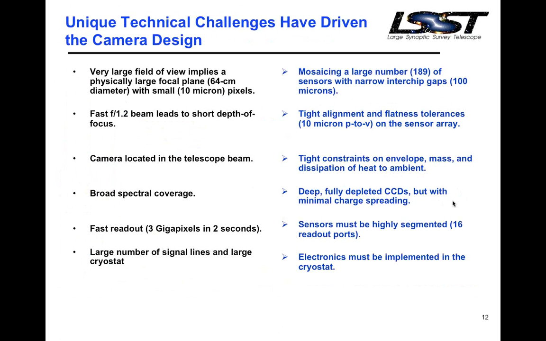In order to have high observing efficiency, we need to read out this camera very fast. We are planning to read out the 3 billion pixels in 2 seconds. If you try to read out CCDs at a very high rate, you increase the noise.